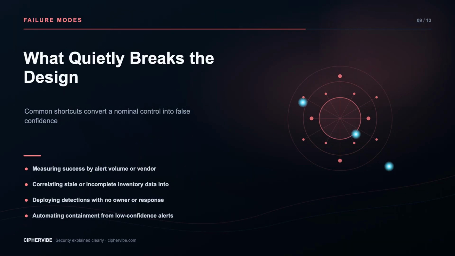Security architecture fails most often through assumptions, not dramatic movie-style attacks. First, measuring success by alert volume or vendor coverage. Second, correlating stale or incomplete inventory data into confident risk scores. Third, deploying detections with no owner or response procedure. Fourth, automating containment from low-confidence alerts.